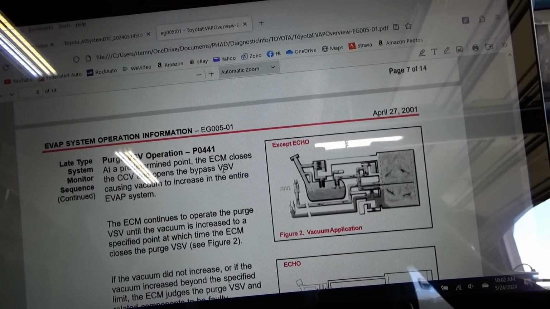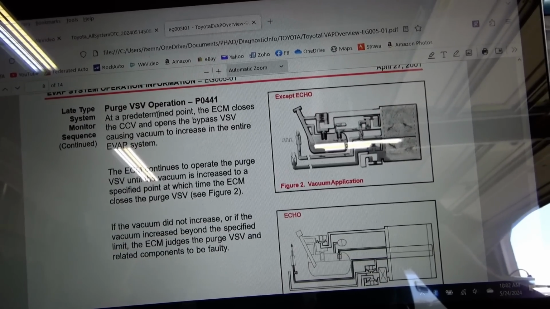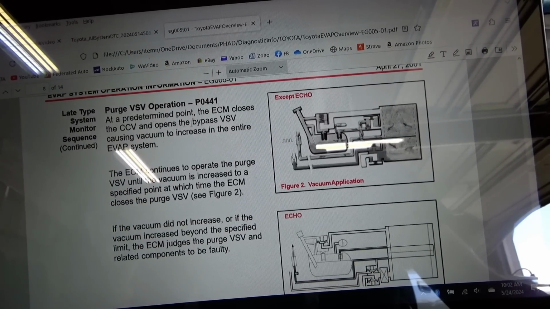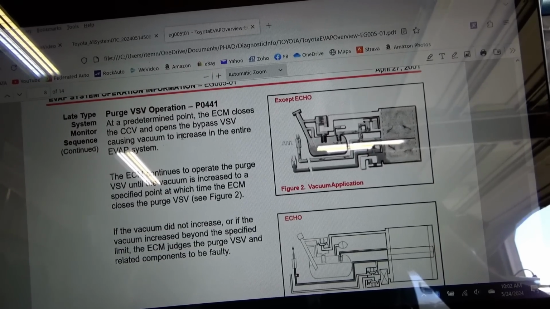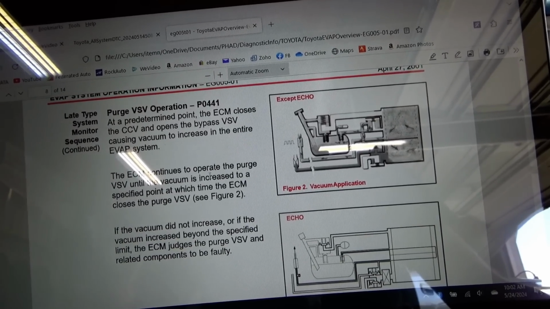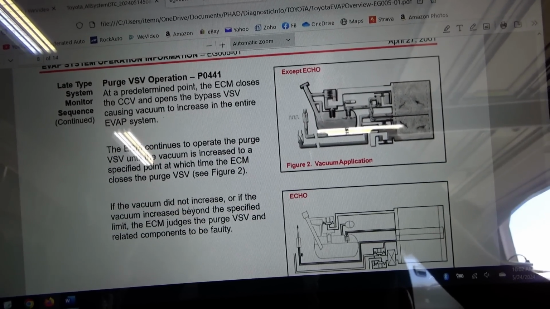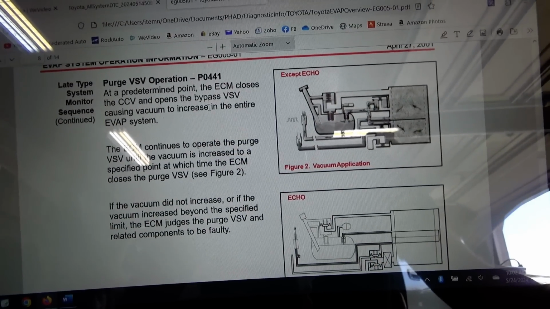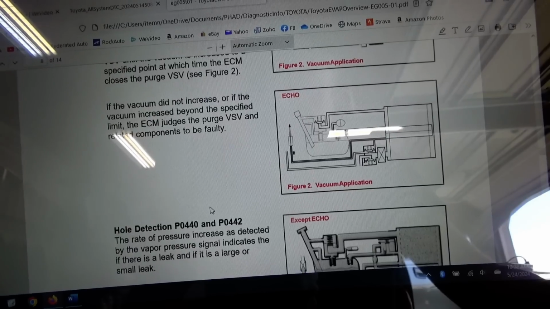So the 441 would set if the computer is basically trying to draw vacuum in the system. It closes the canister closed valve and then opens the bypass VSV, causing vacuum to the entire EVAP system. Then it turns on the purge, and if vacuum did not increase, or if the vacuum increased beyond the specified limit, the ECM judges the purge VSV and related components to be faulty. So the owner said that once this code set, he couldn't fill the tank anymore. We'll keep that in mind.